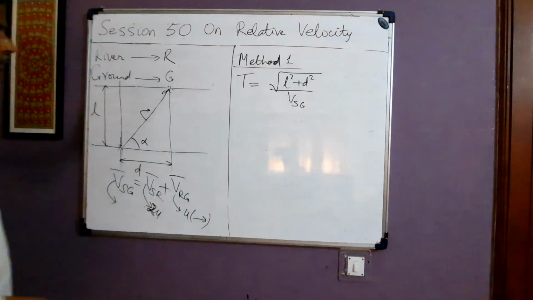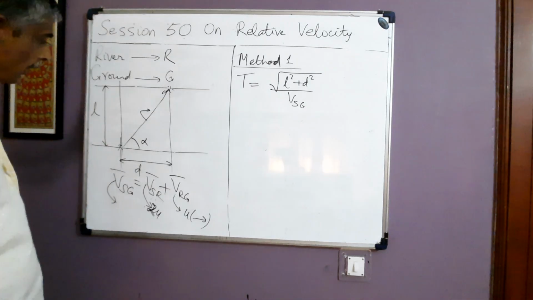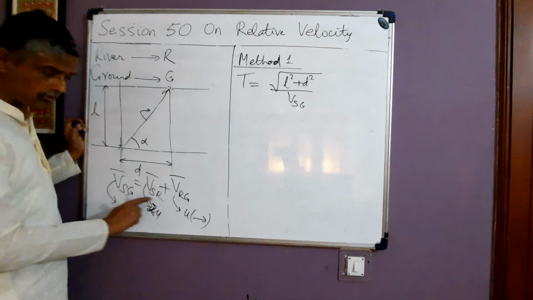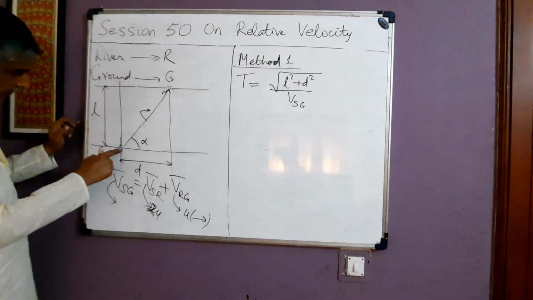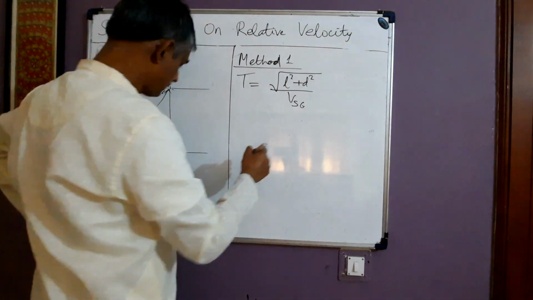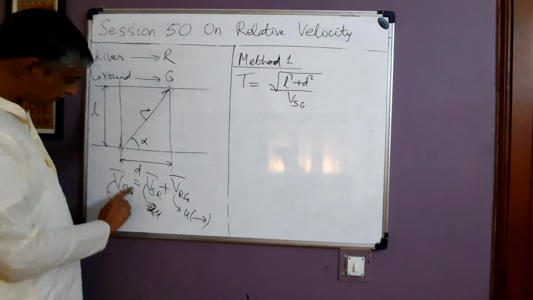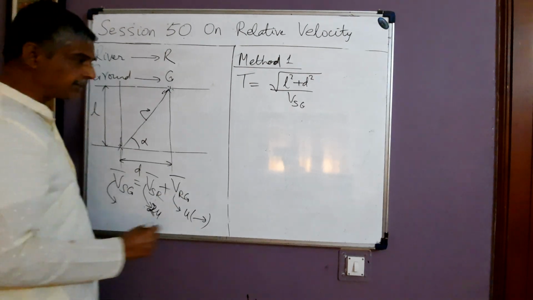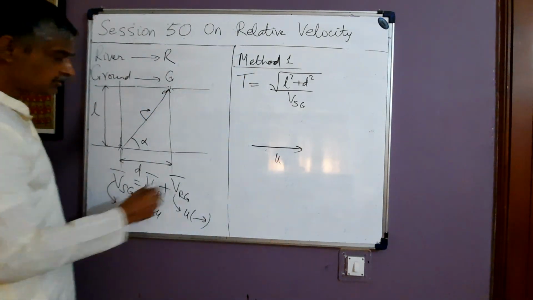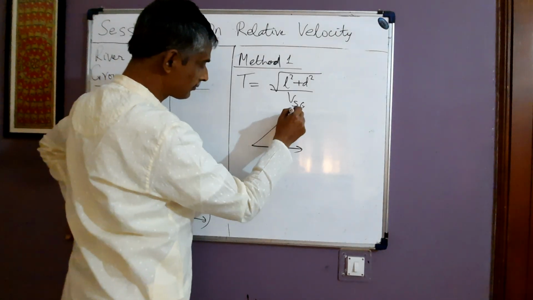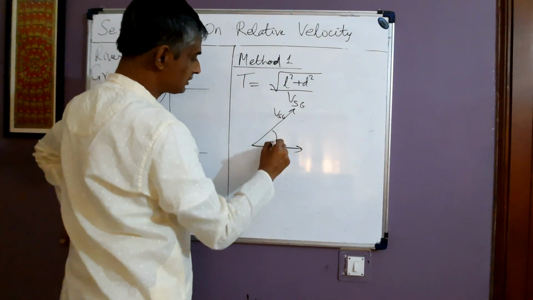Now how to find VSG is the question. For that, I have already written this vector equation. I draw the vector diagram here itself. First we draw the arrows of the vectors VSG and VRG with their tails coinciding. VRG is in this direction, U. VSG is in this direction. This is VSG. This is alpha.